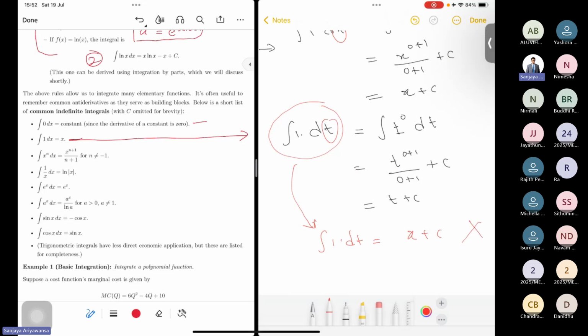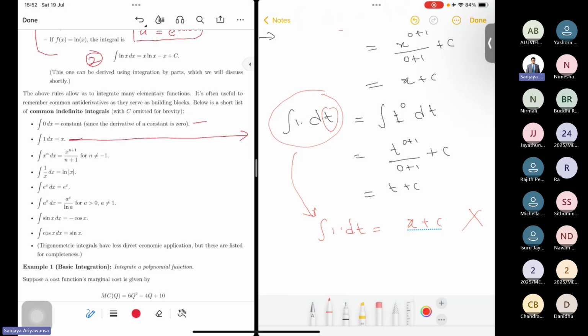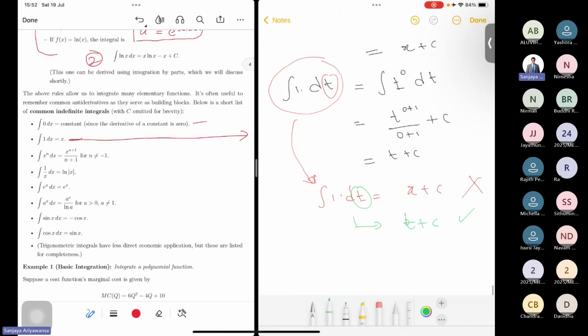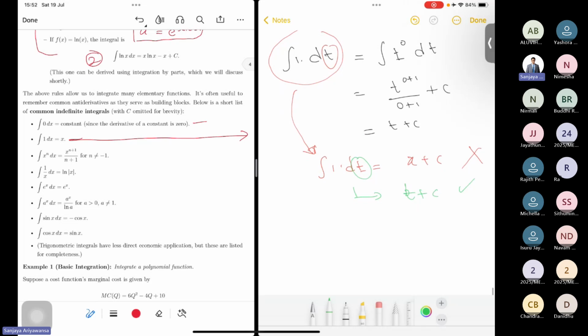And this is absolutely wrong. And I won't give marks for this because it's a very simple one and you have not identified what the variable is. The correct answer would be t plus c. So for identifying the variable and the rule used, you get the marks there. Okay, that's one.